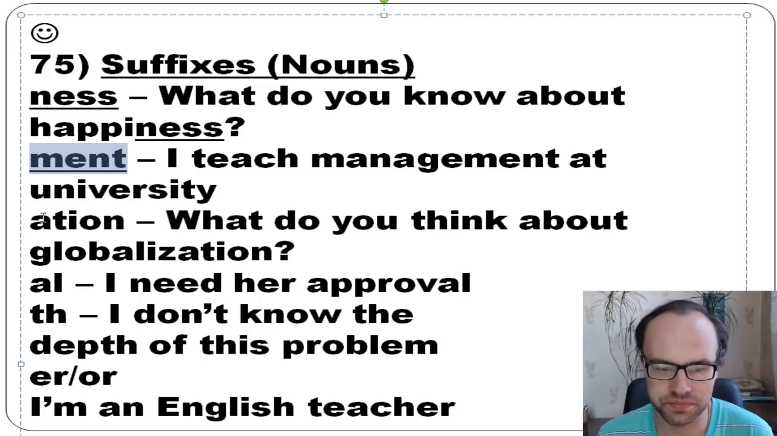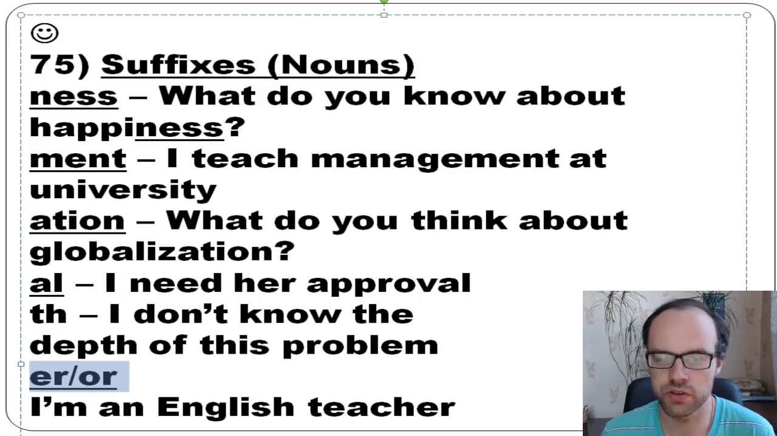Well, next, -ation. What do you think about globalization? Okay, really, what do you think about it? -al, I need his approval. Yeah, I don't know the depth of this problem, how deep it is. -er or -or, we often use it with different professions.